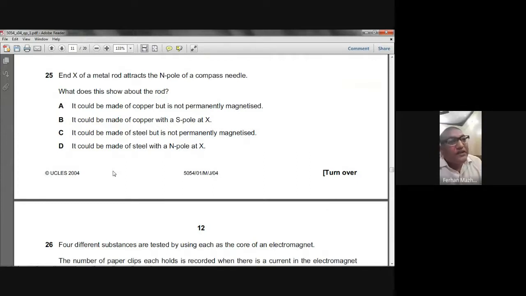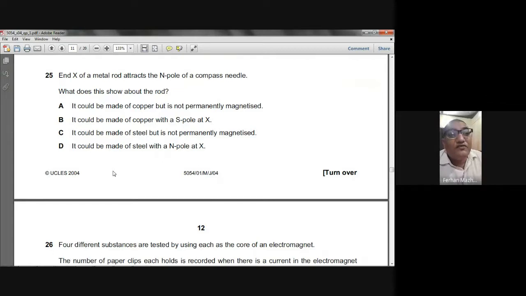Because copper is not a magnetic material, it cannot be attracted to the north pole of a magnet. It could be made of copper with the south pole at X. That is wrong. Copper cannot be a magnet. It could be made of steel but is not permanently magnetized. Normally, when something is made of steel, we cannot say, because with steel we normally make permanent magnets. It could be made of steel with the north pole at X. Okay, so now we have to choose the best given option. It could be made of copper. That is totally wrong, because copper cannot be attracted to the north pole, because copper is not a magnetic material. A and B cannot be the answers.